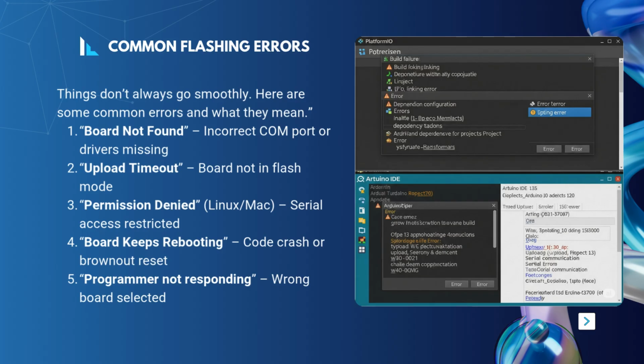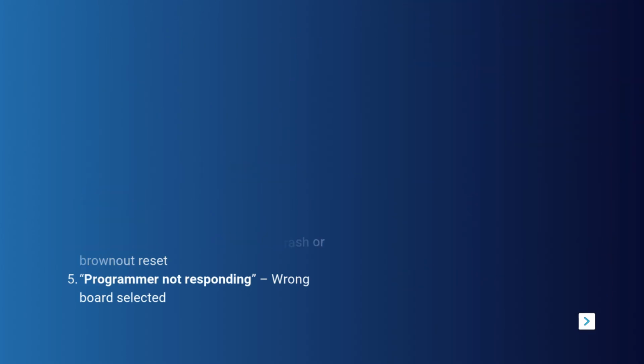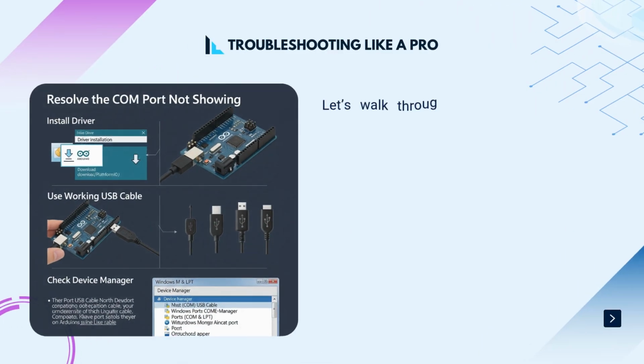5. Board keeps rebooting. This may indicate a brownout reset, voltage drop, boot loop due to a code error, or a failing power source. Try using a stable external 5V source or simplifying your code. Don't worry, these errors can seem intimidating at first, but they're totally fixable once you understand what they mean. Now let's apply real-world debugging methods to fix these issues efficiently.